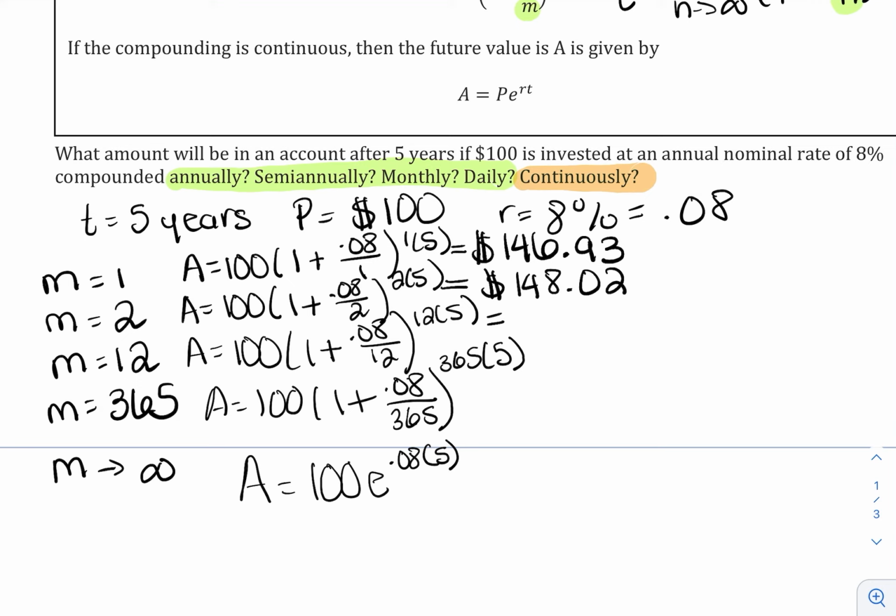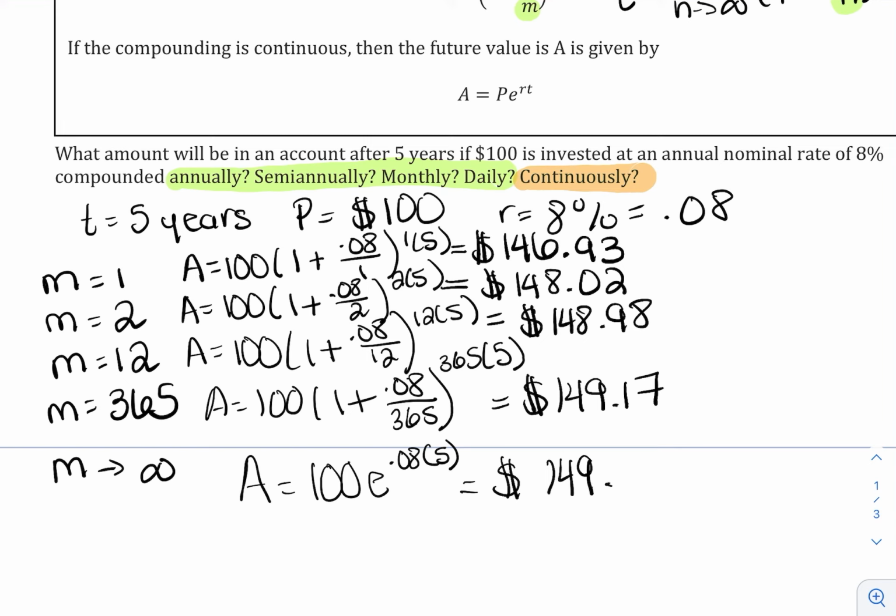We talked about that. And monthly is going to give you $148.98. Daily is going to give you $149.17. And last but not least, continuously will give you $149.18.